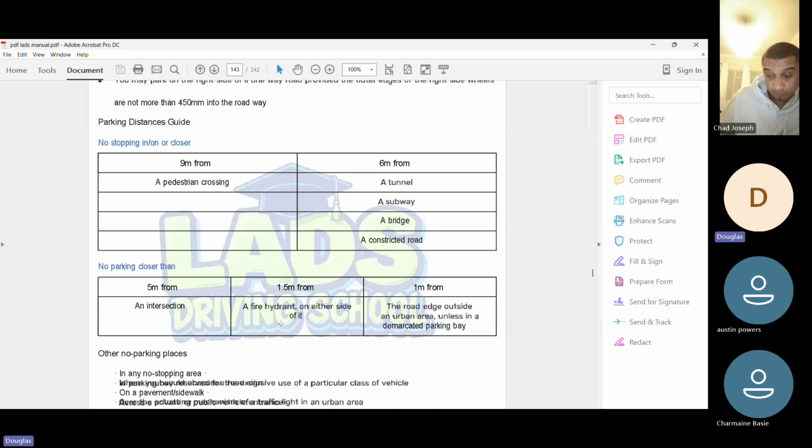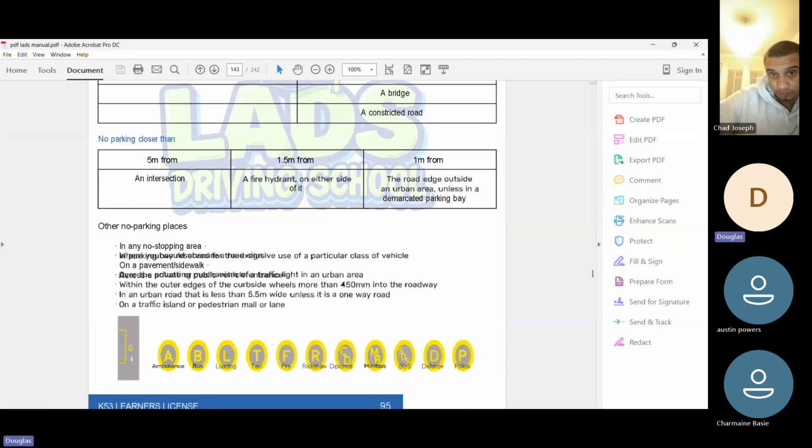So they're saying that you're not allowed to stop within 1 meter from the road edge outside of an urban area, unless in a demarcated parking. Demarcated parking, that's a very funny word. So you're not allowed to stop within 1 meter of that. You need to stop 1 meter or more. Okay, we continue.